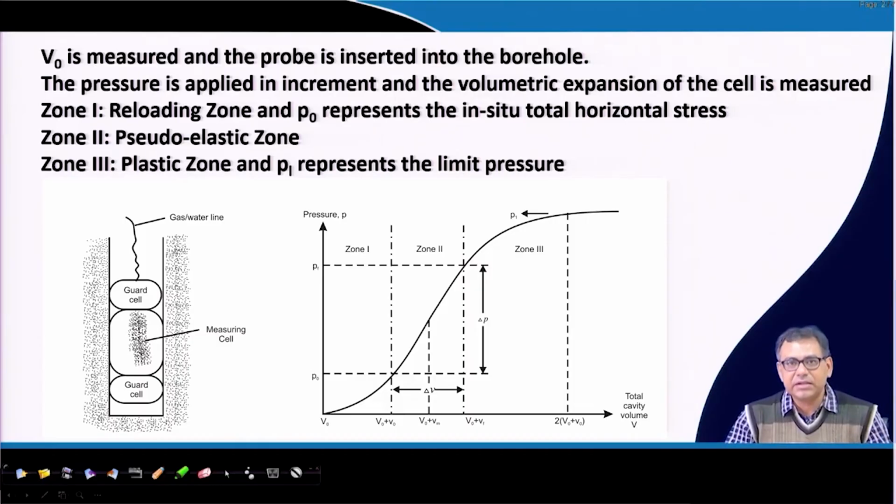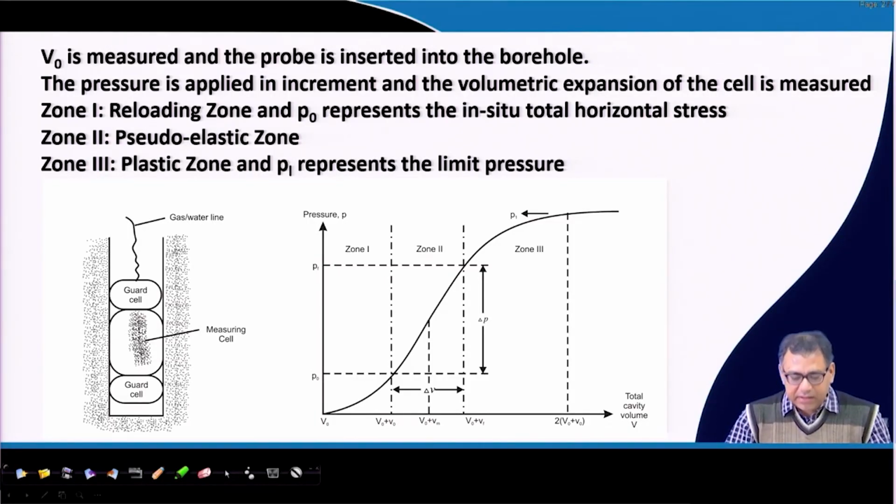The second option is that suppose your instrument has some limits. So, you cannot go beyond some pressure or some volume change, and there you have to stop your test. So, that may be less than 2 times capital V0 plus small v0. Okay. So, in such a case, how will I get the PL? Because if my test ends before this 2 times capital V0 plus small v0, then I have to get that PL by interpolating it.